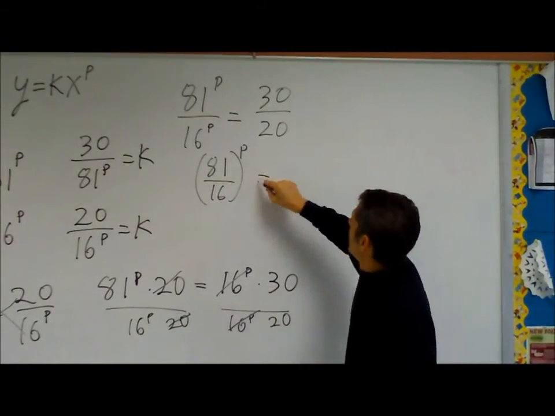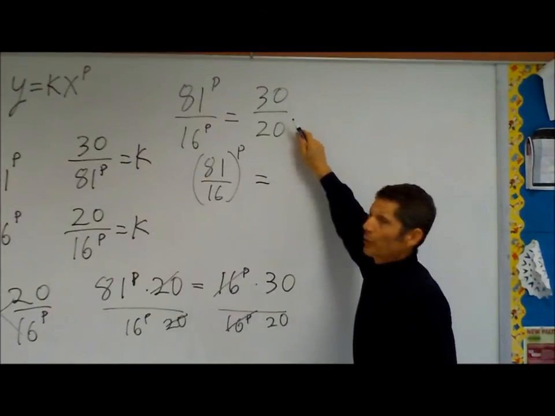Very nice. This I can, of course, write as 30 over 20, which is really just 3 over 2.